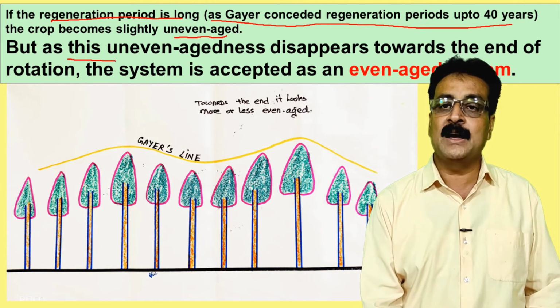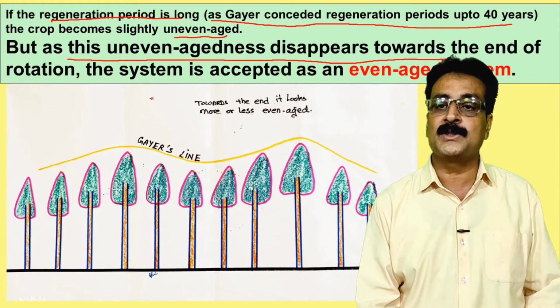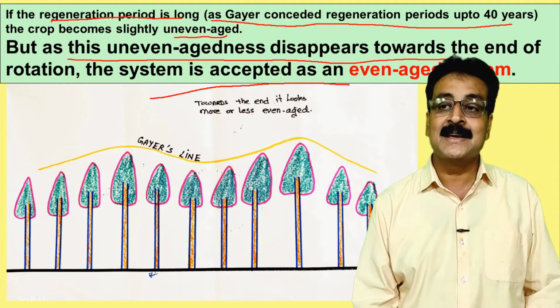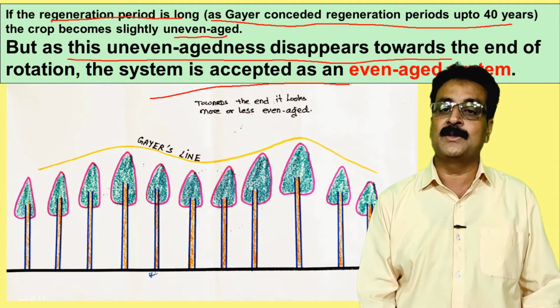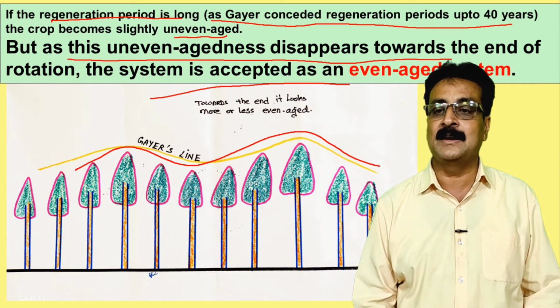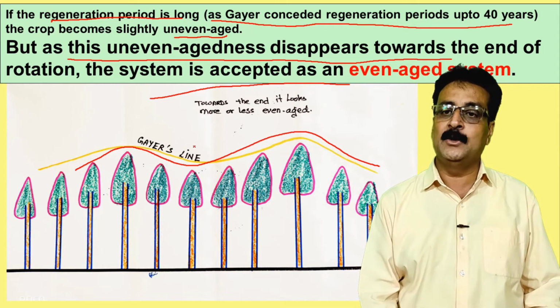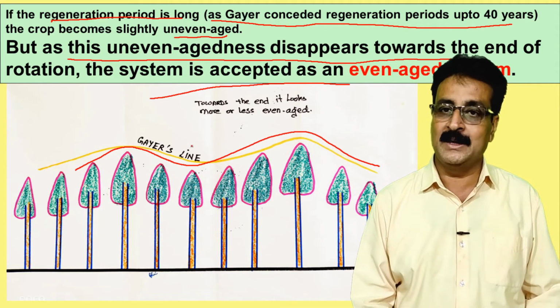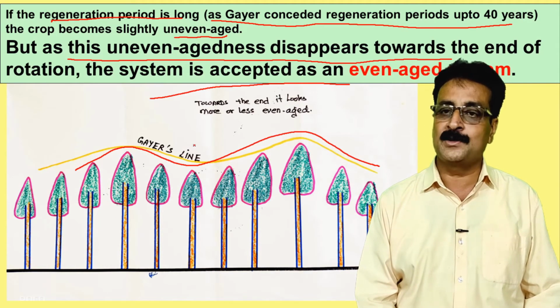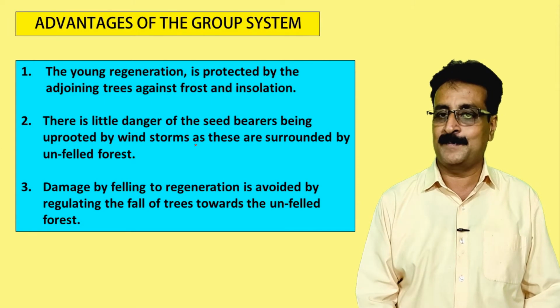So this unevenness disappears towards the end of the rotation. The system is accepted as even age, because you can see in the later stage the height becomes the same, along this Gayer line the height becomes the same. Towards the end it looks more or less even age. So beyond 40 years regeneration period, it is not taken under the group system.